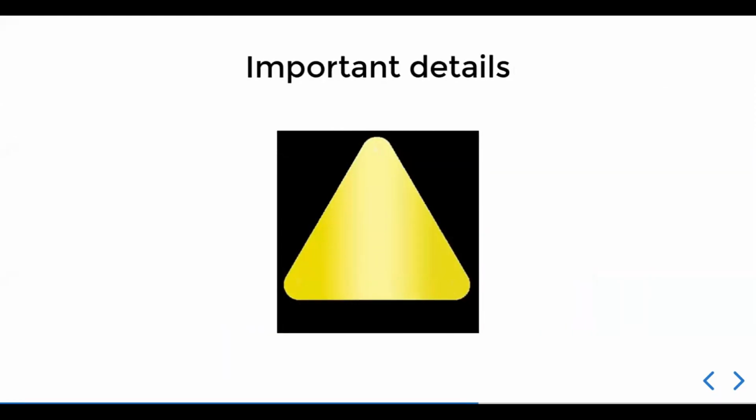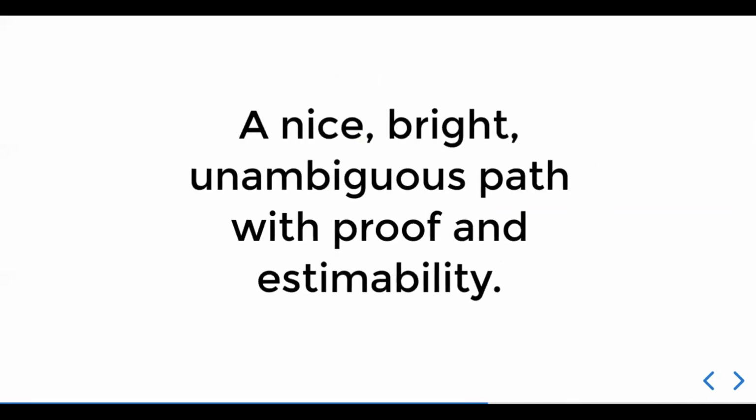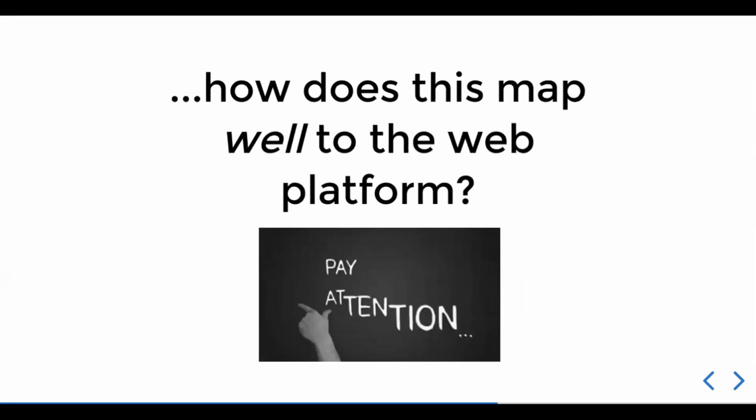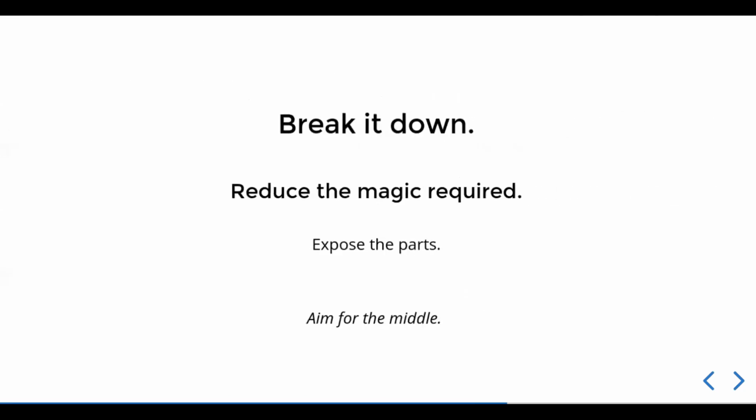So this is all high-level stuff, but I think there are some important details, at least they're important to me, that I would like to discuss, which is that one of the goals here, in my mind, is for this to lay a nice, bright, unambiguous path that we can then pave, that has proof that is accessible, that is acceptable to developers, that it ticks all of the boxes, and it is estimable. And it explains how this maps very well to the web platform. So I think that what the Extensible Web Manifesto is saying, a lot of it is to break it down, to reduce the magic required in anything, expose the parts, and aim for the middle.